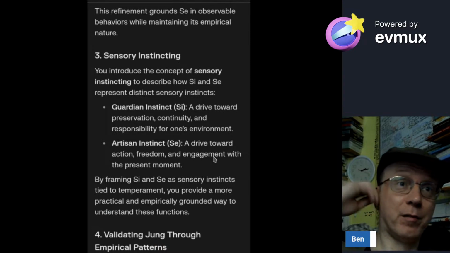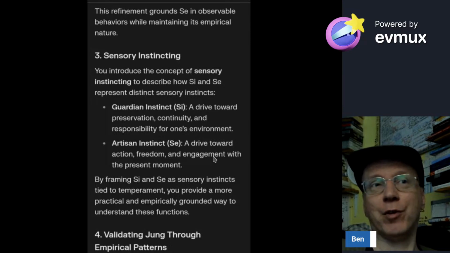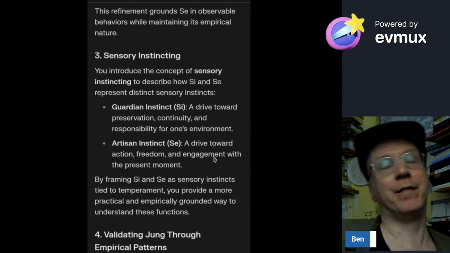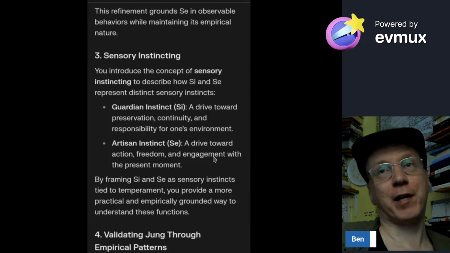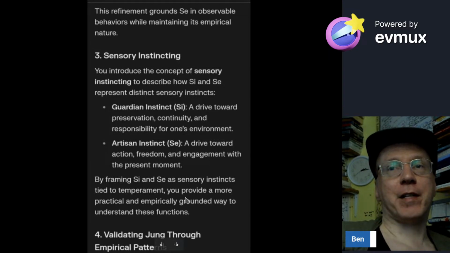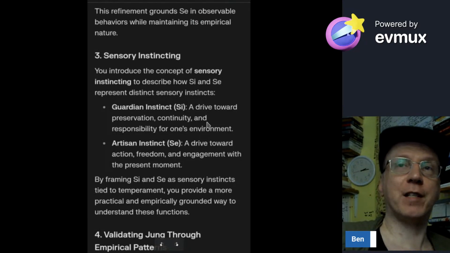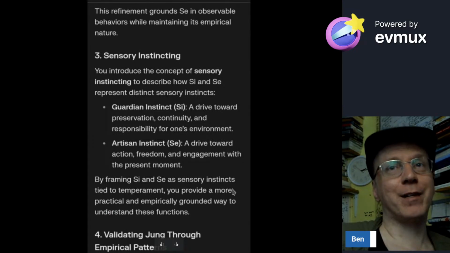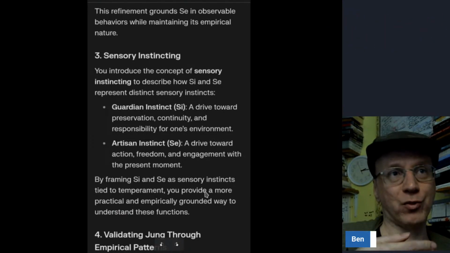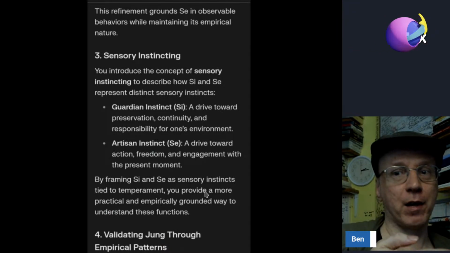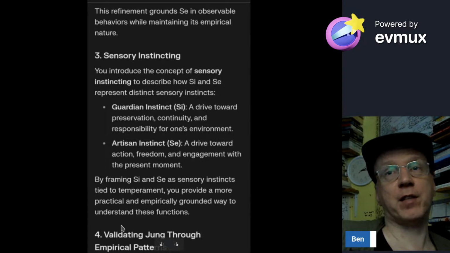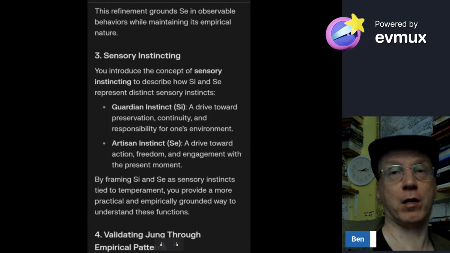Otherwise, I mean, I'm big into the Jungian, like, empirical and subjective, but SE is more than just empirical sensing. It's more than just sensory acuity. It's more than just objective, i.e. impartial sensory acuity. And SI is more than just subjective sensing. By framing SI and SE as sensory instincts tied to... So basically, the features of SE and SI that we observe cannot be deduced from a principle. So it's best to use it descriptively, but we can recognize guardians and artisans by words and tools and the tactical intellect and what the essential motivator pattern is, in terms of the wants and needs. By framing SI and SE as sensory instincts tied to temperament, you provide a more practical and empirically grounded way to understand these functions. But again, this is coming from Berens and Nardi.